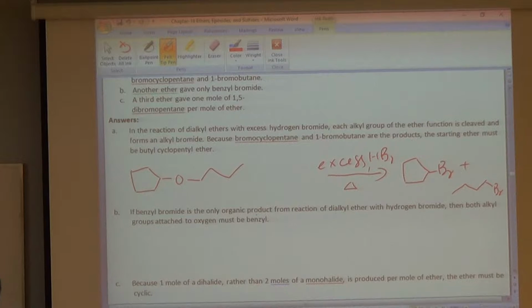The second pattern is another ether that gives only benzyl bromide. That means it gives two benzyl bromides. So you have benzene, and this will be the benzyl carbon, and you're adding the Br here. What reagent produces two of these? You will use excess HBr, then heat.